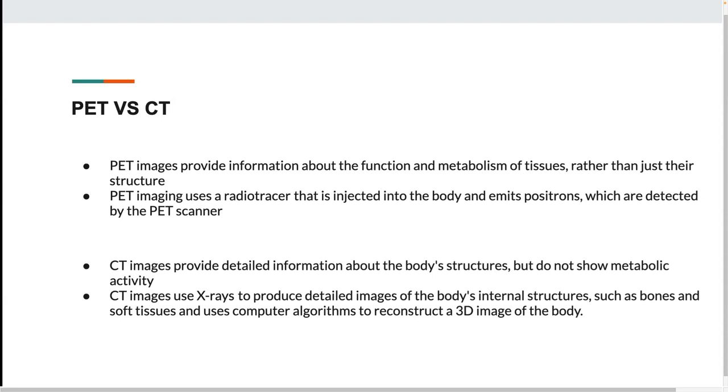Also, the CT image uses X-rays to produce a detailed image of the body's internal structure, such as the bones and soft tissues, and uses computer algorithms to reconstruct the 3D image of the body.